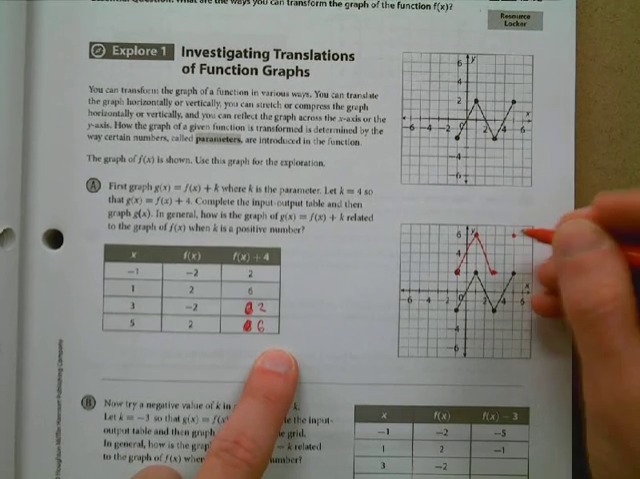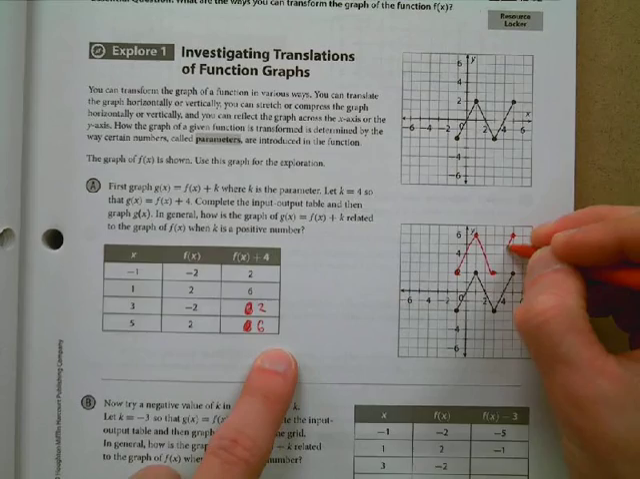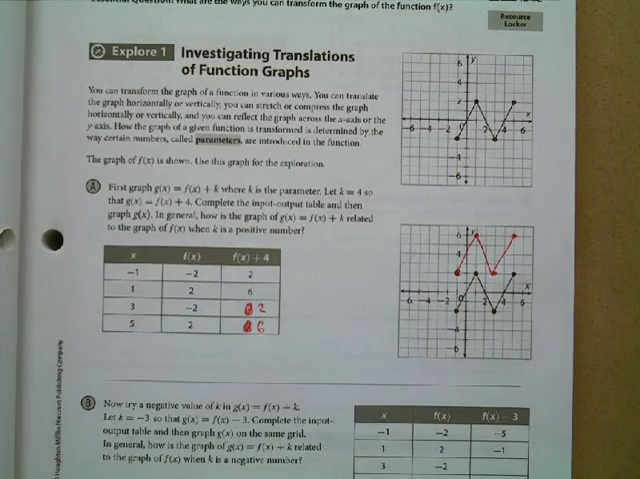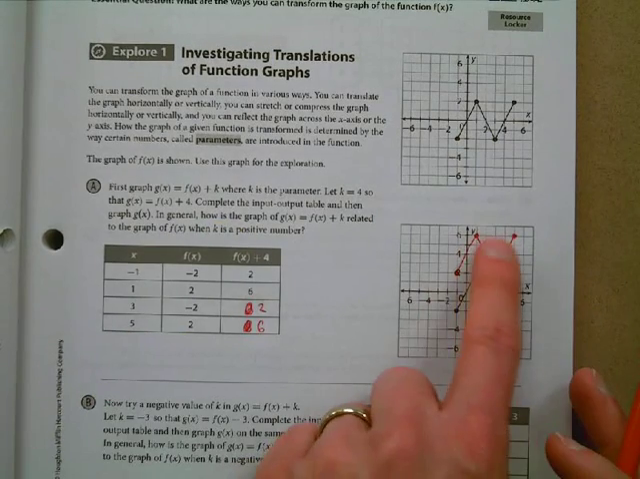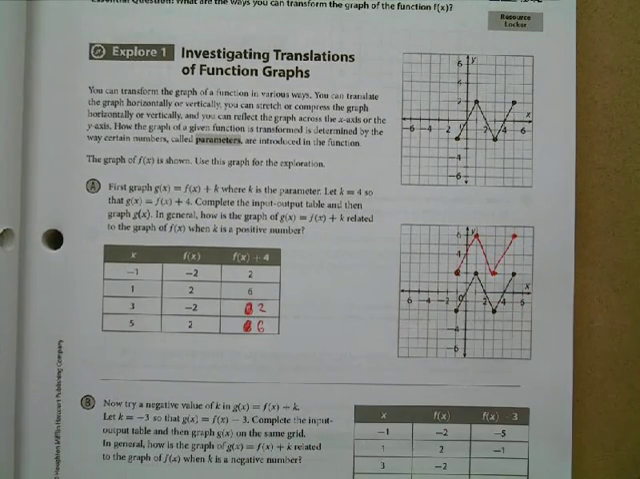So, in general, how is this graph right here related to the original graph there in black? What happened? Yeah, that's definitely it. It shifted up. Can you be more precise? How much did it shift up? 4, exactly right. So in general, to answer this question, how is the graph g of x equal to f of x plus k related to the graph of f of x when k is a positive number? What can we say? This g of x will be shifted up how much?